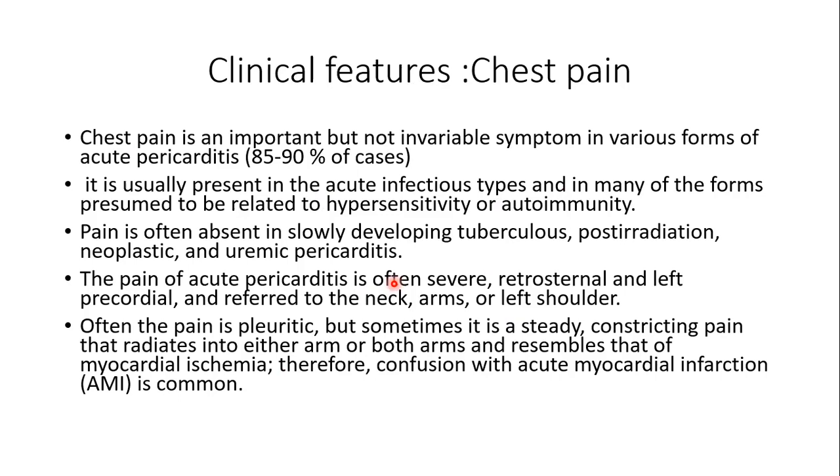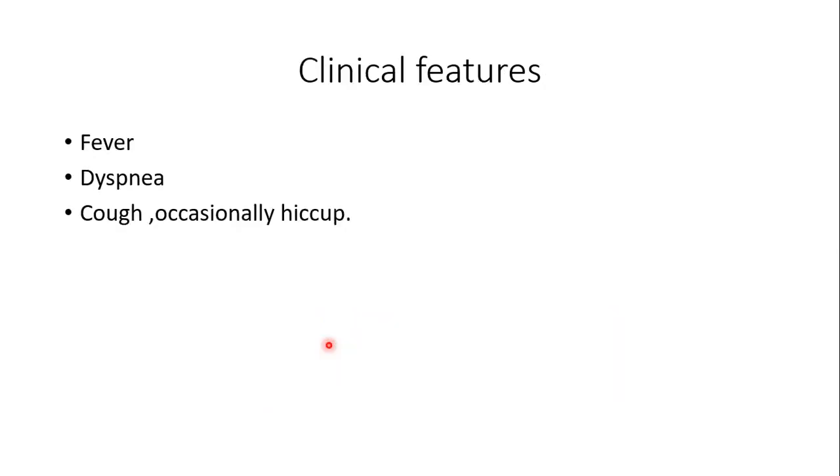The pain of acute pericarditis is often severe, retrosternal, or left precordial, and referred. This kind of presentation can actually mimic a patient who has acute myocardial infarction. But often the pain is also pleuritic. Okay, they have fever, dyspnea, which I think we've talked about.